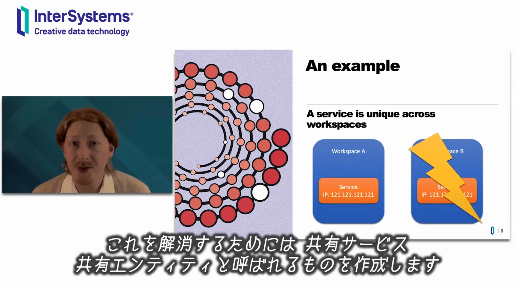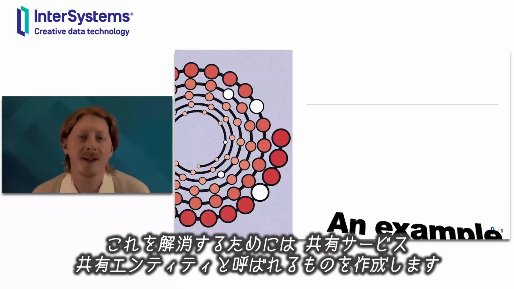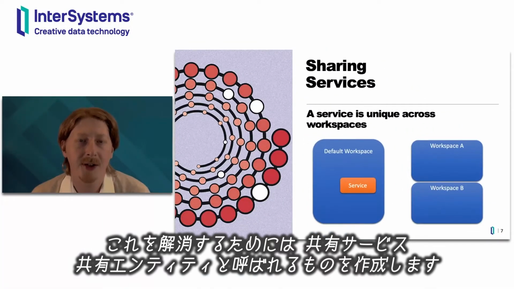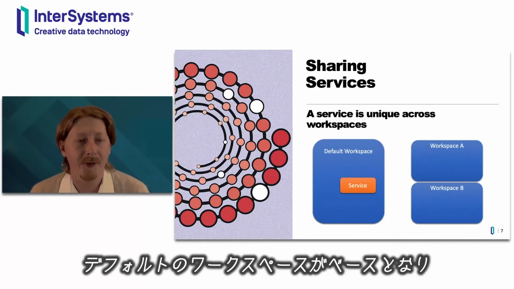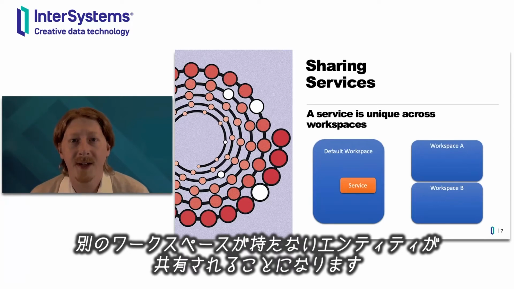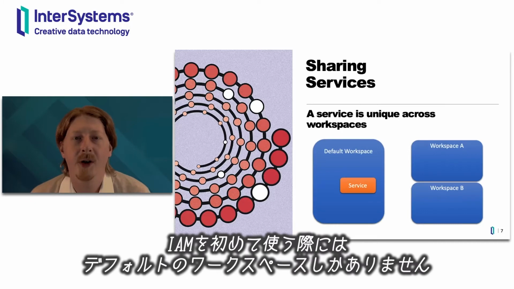The solution to this challenge is to create something which is called a shared service, a shared entity. Same is true for routes in IAM. The way how this works is that you create a service in the default workspace. The default workspace is basically a grab bag for every entity that's not existing in another workspace. The default workspace is also the only workspace that exists when you bring up IAM for the first time.